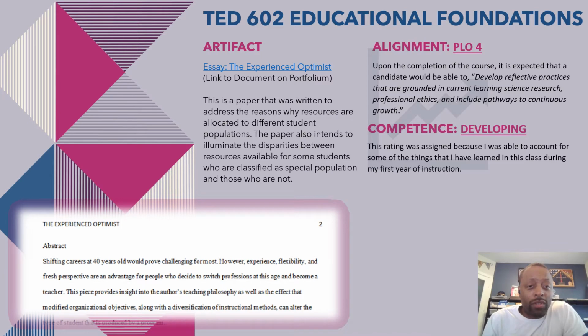The next course is TED 602, Educational Foundations. I also aligned this to PLO 4 because once again, this is focusing on reflecting on practices that are grounded in previous research. The class itself was pretty much focused on all of the things that make up why education is the way it is, the psychology behind it, the politics behind it, and all of the things that go into that. The artifact that I'm presenting for this one is called the Experience Optimist.